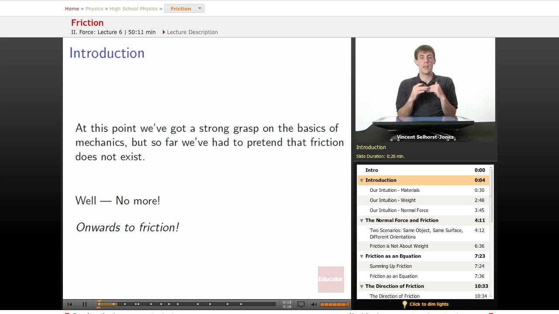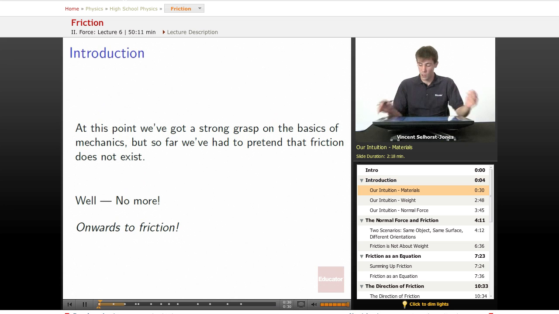But so far, we've had to pretend that friction doesn't exist, as if it was something that we couldn't really deal with. But no more. Now we're finally going to tackle friction. We've got enough understanding about mechanics to be able to really work with friction, really have an understanding of how to use friction in our work.